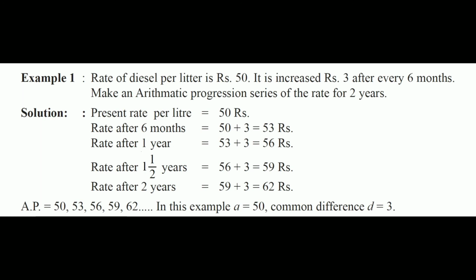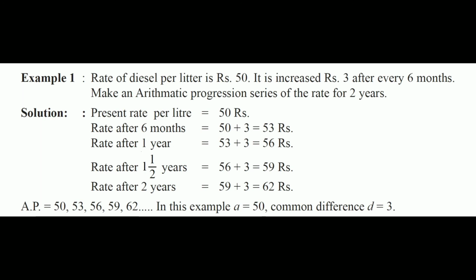The present rate per liter is equal to rupees 50. Rate after the first 6 months is 3 increased by 50, that is 50 plus 3, rupees 53. Then the rate after 1 year means 3 more is added to the 53 rupees. Therefore it is 56 rupees. Rate after 1 year and a half, that will be 56 added 3, it is 59, and finally the rate after 2 years will be 59 plus 3, that is rupees 62.